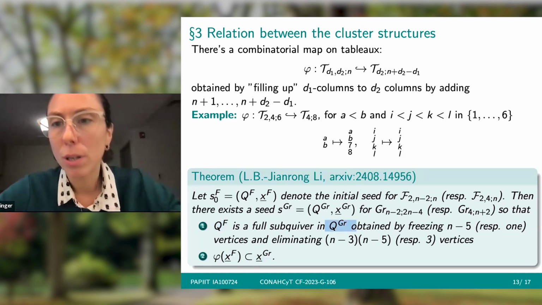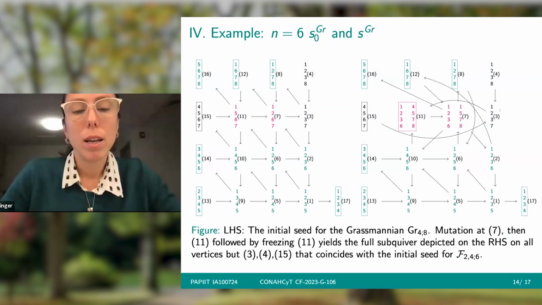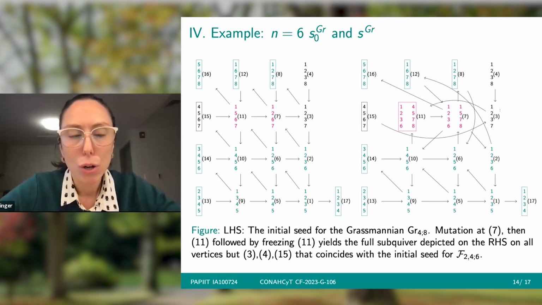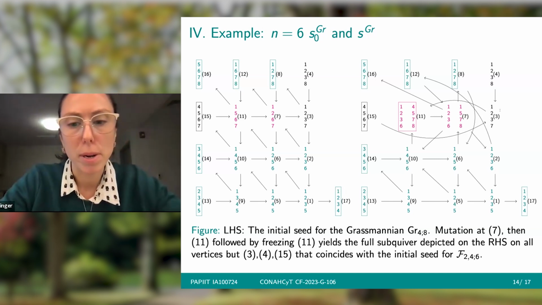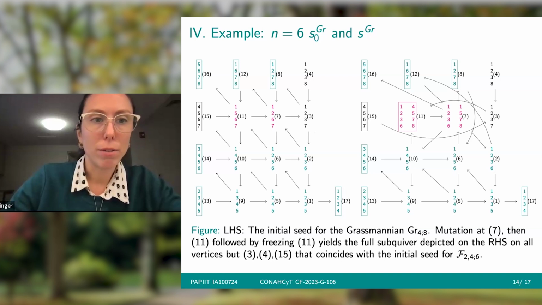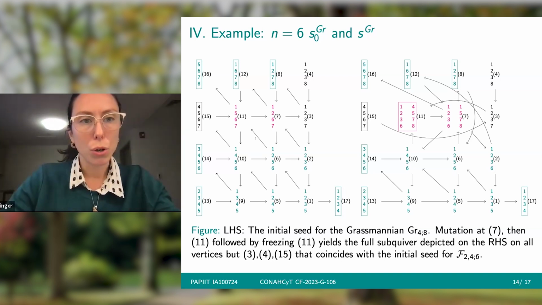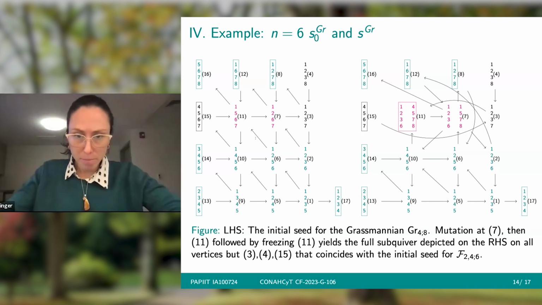So let me tell you in 2 examples how this works. So this is the case of n equals 6. So we're in the flag 2, 4, 6, and the combinatorial map tells us to go to the Grassmannian 4, 8. The left-hand side, this is the quiver I get for the Grassmannian 4, 8, and the tableau. In this case, all the variables are Plückers. So that's why I only have 1 column each.